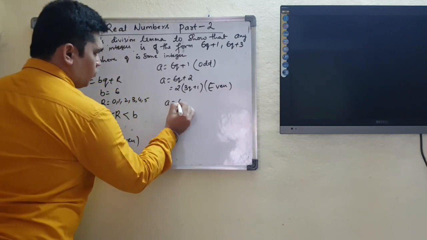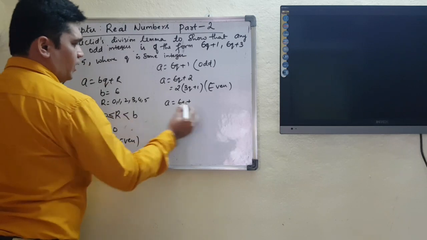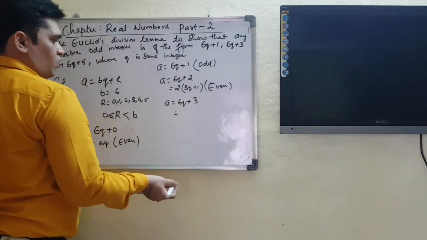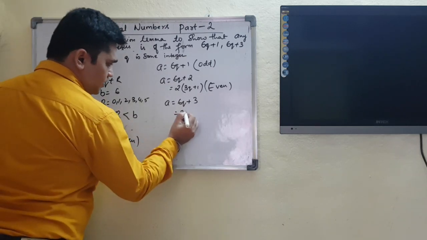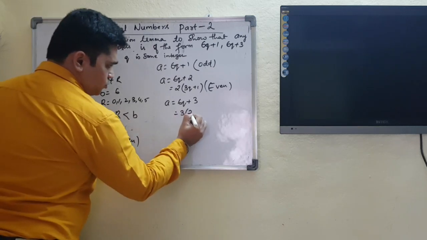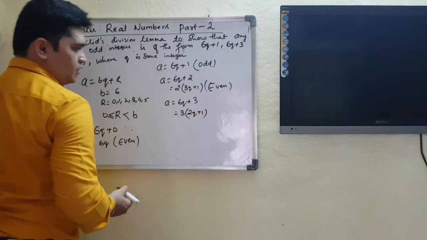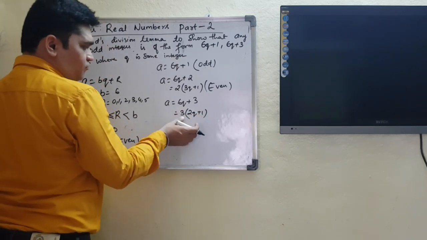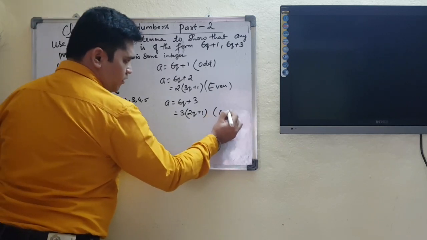Now, a equal to 6q plus 3. In this one, if you check it out, what will be? 3 is the common term. 2q plus 1. Since it is a multiple of 3 here, this becomes an odd.